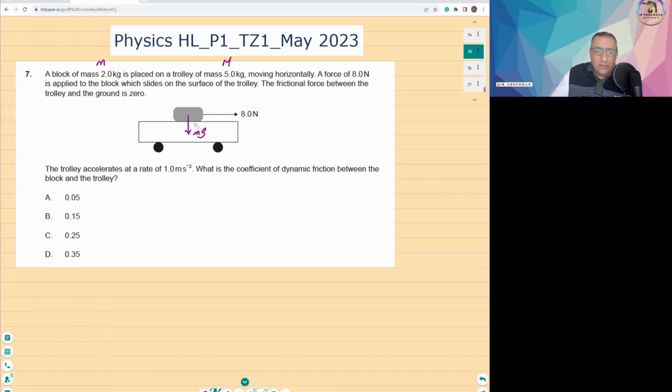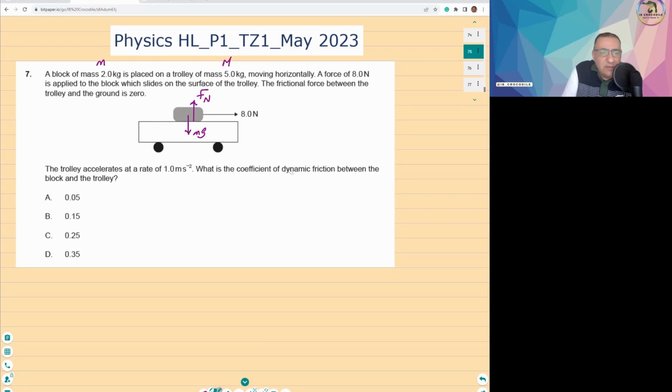Since there is a surface of contact between the block and the trolley, there is a normal force perpendicular to the surface, and I'm going to try to draw it equal in magnitude, or equal in length. So this normal force vector should be equal in length to the weight, because there is no motion in the vertical direction, which means the net force on the block in the vertical direction is 0.